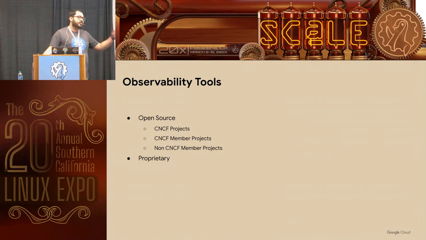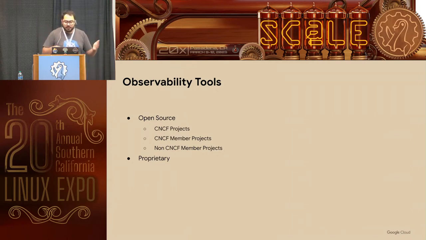Obviously, there are some CNCF projects. These are projects maintained and owned by CNCF, and contributors contribute from all over the place. You have member projects. These are companies that are members of CNCF, but the project itself is still owned by that company. And you have non-CNCF member projects. This is the rest of the world that exists. You also have proprietary solutions that manage services. I work for a cloud provider, so we have our own observability tools, AWS, and then Datadog, Dynatrace, Splunk. I'm missing about 1,000 other names here. But they all exist, and they all do something because they're all making some money.